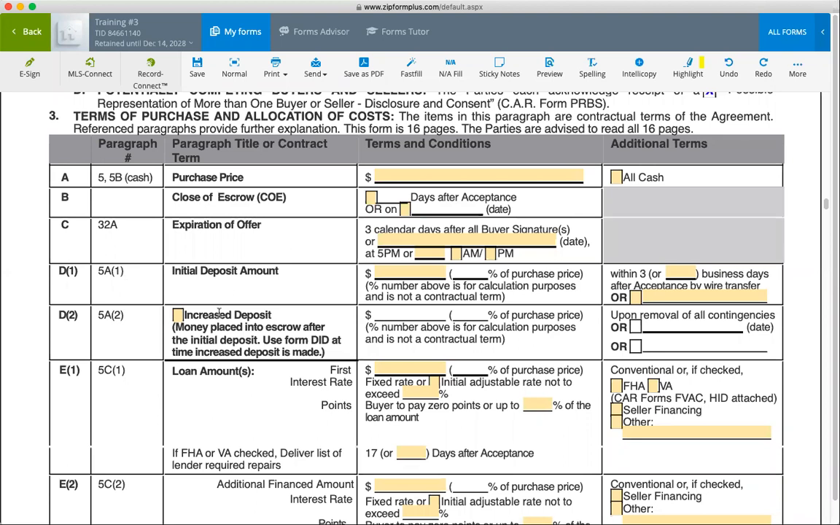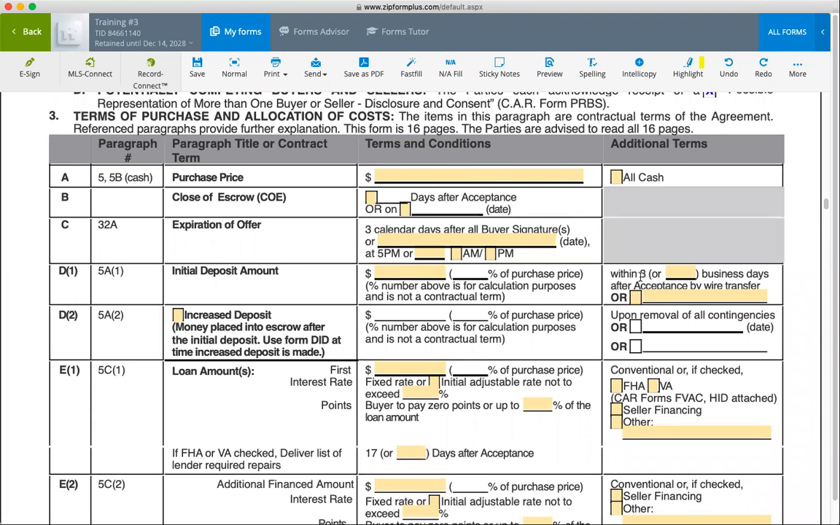3D involves the initial deposit. You would put in a dollar amount. You don't have to put in the percentage. I don't know if it calculates it actually. If you have the purchase price and you put in a number here, whether that actually calculates it, I'm not sure. It calculates. Okay, thank you, Rebecca. So once you have the purchase price and a number here, it'll calculate that percentage.